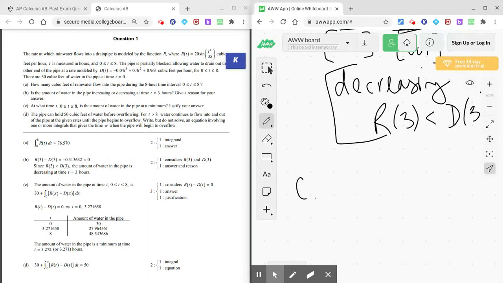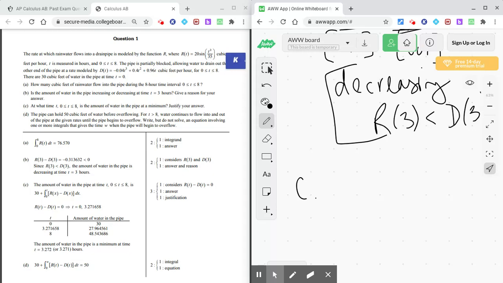At what time, t, on the interval 0 to 8, is the amount of water in the pipe at a minimum? Justify your answer. Okay, at a minimum. So take a deep breath. How do I find a minimum? Well, I take the derivative, right? I set it equal to 0. I find my critical points and I test.